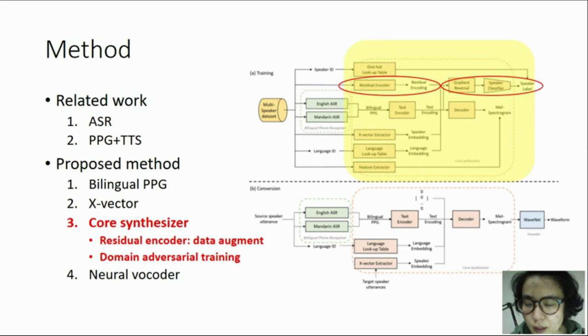Then we will talk about the core synthesizer. Besides the X-vector, what we call the speaker embedding, the decoder is also conditioned on residual encoding. The residual encoder predicts a variational posterior from the source utterance, which includes unexplained information, like noise and environment. We observe that this allows training the synthesizer with noisy data and then generating clean speech.